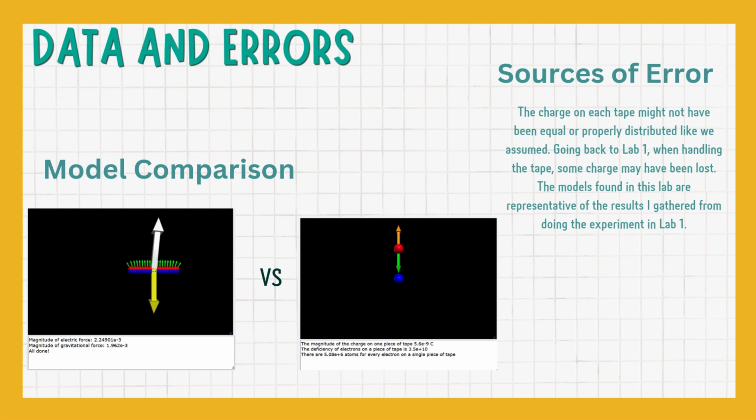Some sources of error: the charges on each tape might not have been equal or properly distributed like we assumed. Going back to Lab 1, when handling the tapes, charge may have been lost. We have to keep in mind that the models in this lab are representative of the results I gathered from doing the lab experiment in Lab 1, which once again could have errors in them.